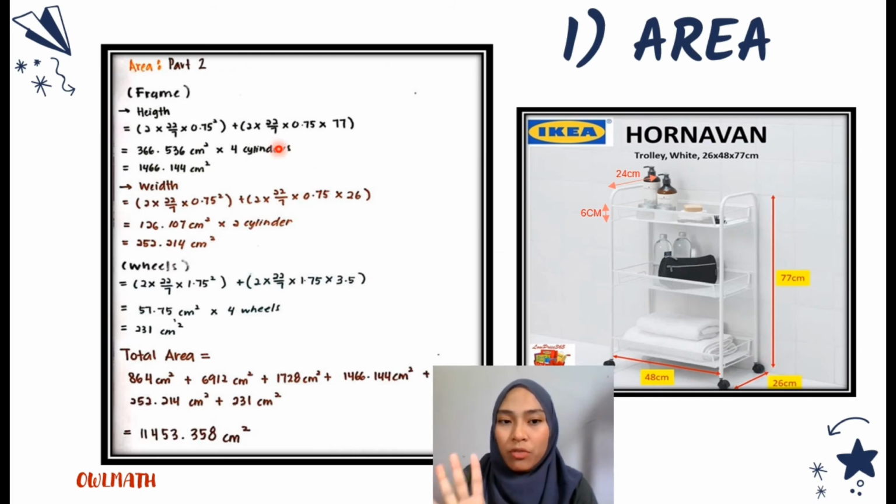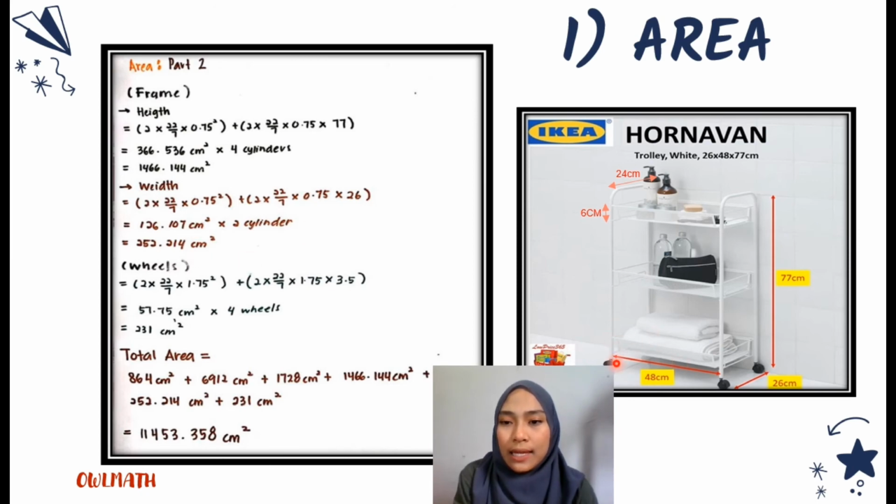We have 4 of the same cylinder, so we times 4 and the total is 1466.144. For these 2 cylinders here, we use the same formula, and when we measure that, we get 126.107 cm squared. We have 2 cylinders, so we times 2 and get 252.214.